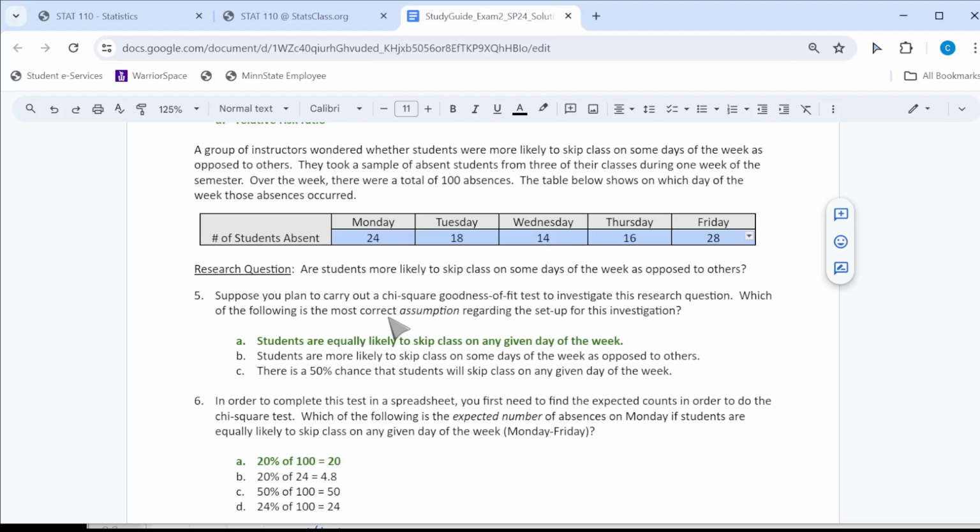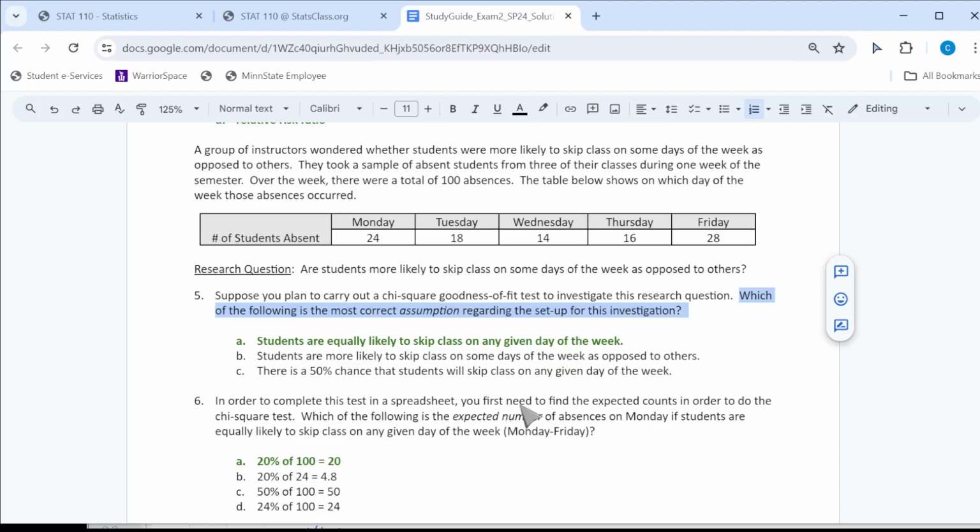If we are carrying out a chi-square goodness of fit test, when we are setting up the test, we're going to assume that the students are all equally likely to skip on any given day. So that's how those expecteds are computed, under the assumption that everything is equally likely. Or oftentimes I'd say no difference. So A is going to be our answer there.